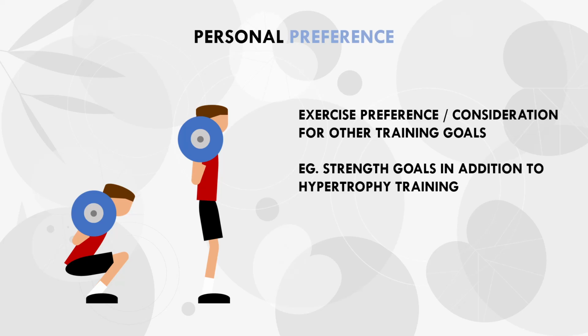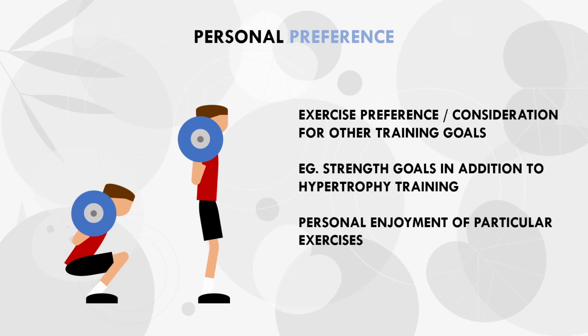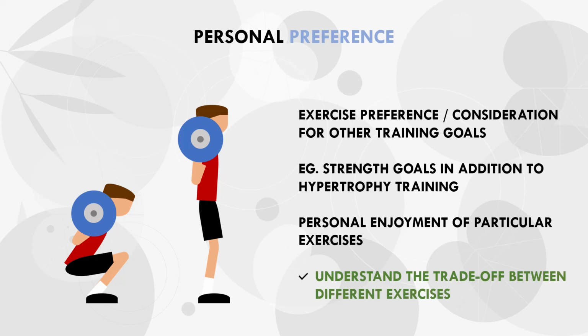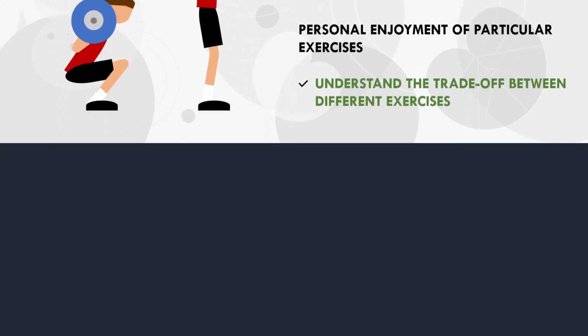So even if the barbell squat, bench press, and deadlift are not the best exercise choices for hypertrophy, they are necessary for the individual's strength goals. Furthermore, some lifters may simply prefer some exercises over others for no specific reason, so they may simply choose an exercise because they enjoy it. There is nothing wrong with implementing exercises that you enjoy, you should just understand the trade-offs and make an informed decision. So to summarize this video, let's establish some practical recommendations.